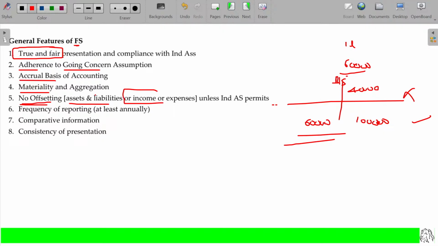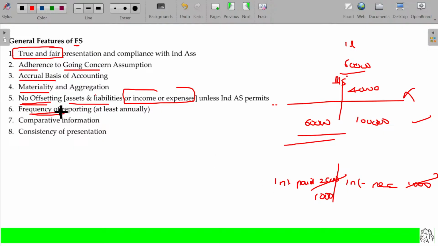Similarly, income and expenses should also not be offset. For example, interest received may be 1,000 and interest paid being 2,000 rupees. You should not cancel this and show only interest expense of 1,000. That is not allowed. Similarly, discount allowed and received. Discount allowed 100, discount received 50. You should not offset that. So usually we should not offset as per the new accounting standard here.